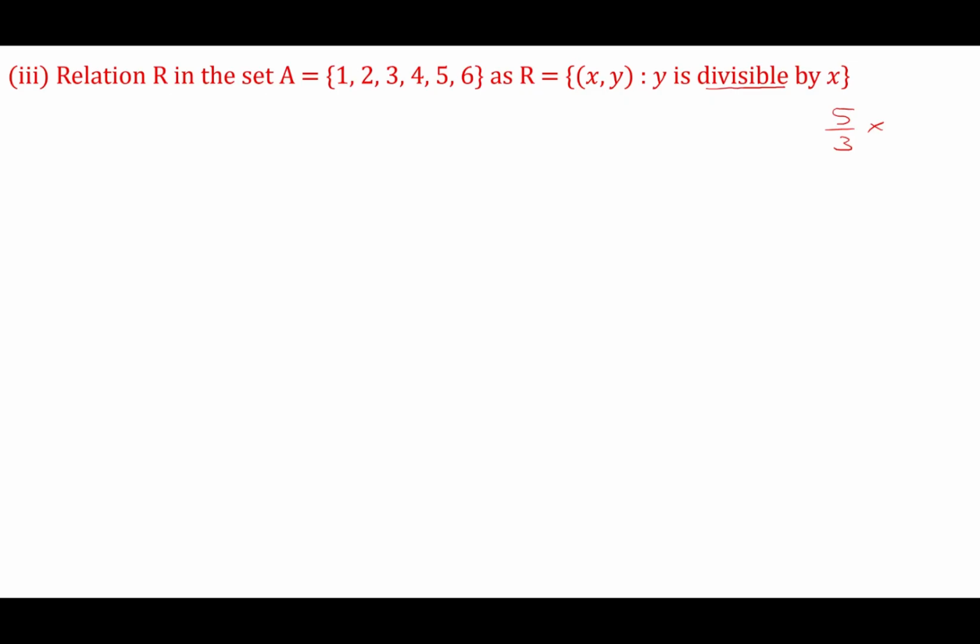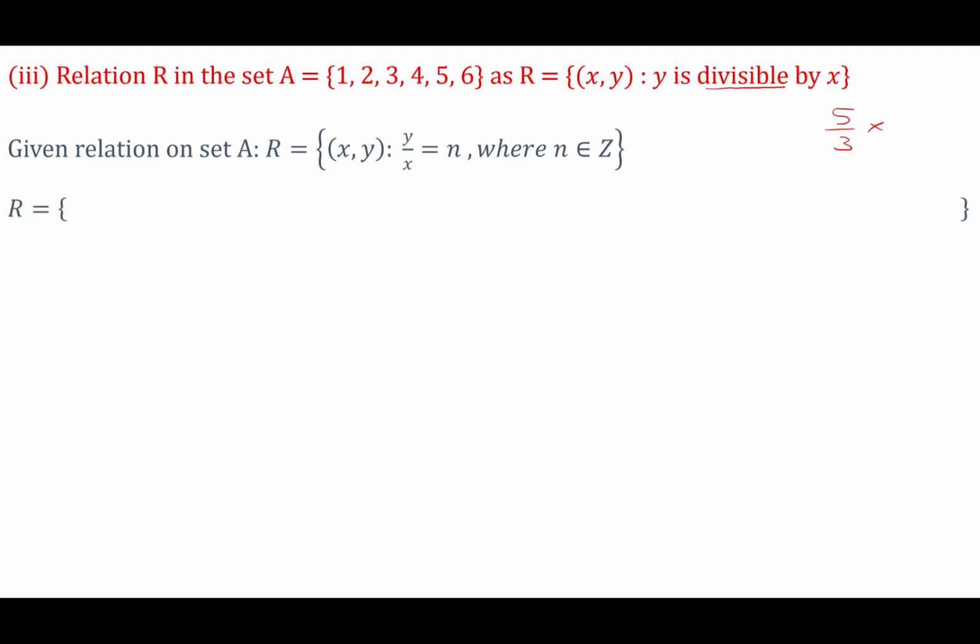Otherwise it is not. So the given relation R equals x y such that y over x is equal to n, where n belongs to Z. Z is nothing but integers. So this is in the set builder form. I need to write it in the roster form. So check R equal 1 1. Why am I writing 1 1? Because y divided by x. So 1 divided by 1 is possible. The result is 1. So 2 over 1, yes, the result is 2. 3 over 1, 4 over 1, 5 over 1, 6 over 1.